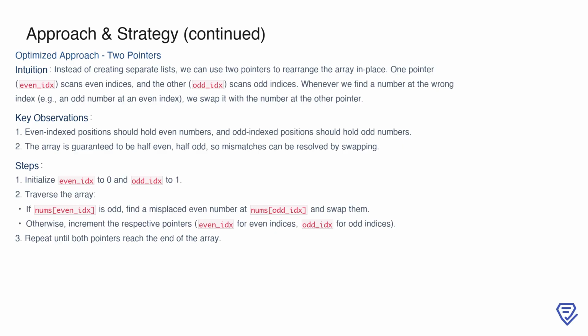This approach leverages the constraint that the array contains an equal number of even and odd numbers, ensuring that mismatches can always be resolved through swaps. By incrementing the pointers appropriately after each operation, we ensure that the entire array is processed efficiently. This strategy allows us to achieve the same O(n) time complexity as the brute force method, but with an impressive O(1) space complexity, as no additional data structures are required.